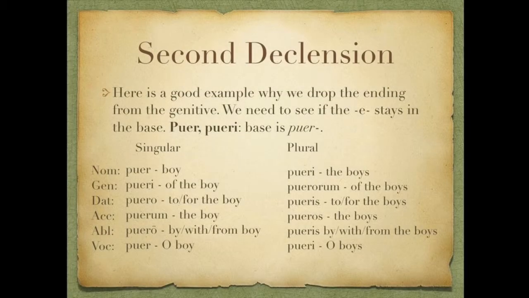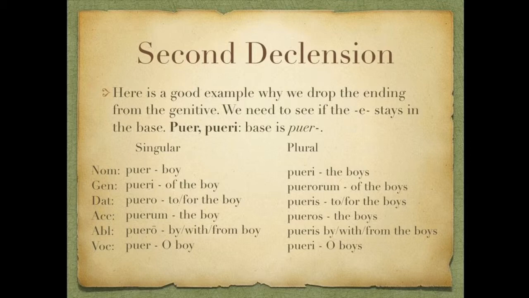So let's take a look at some more examples. So here's a second declension masculine that ends in -er, and here's a good example why we drop the ending from the genitive instead of the nominative. What we need to see in this case is whether the e stays in the base or whether it disappears. So one of the examples from the book is puer, pueri, which means boy. So the base in this case, by dropping the i from the genitive, we get puer-.